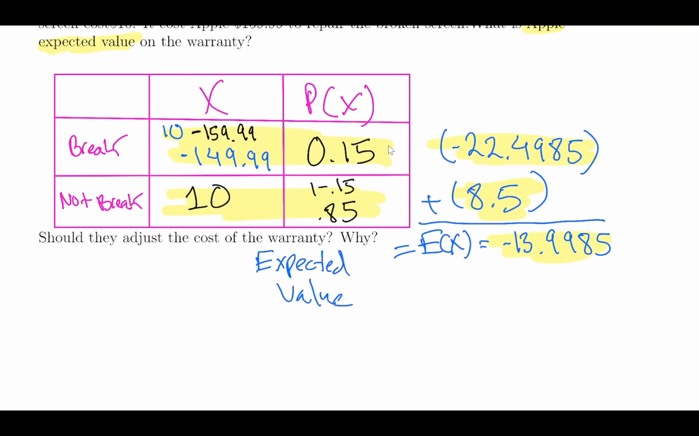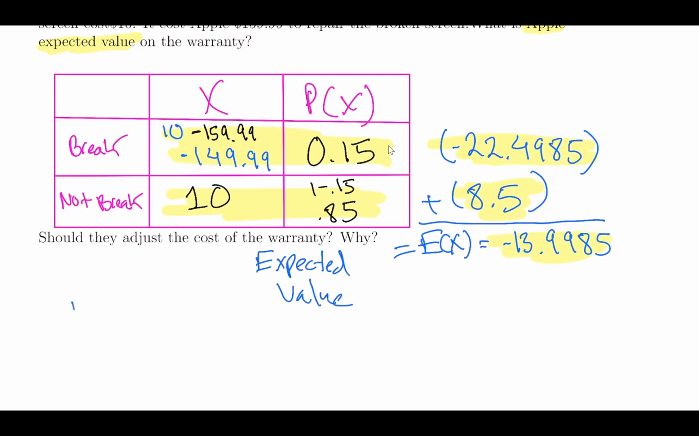Cool. So the expected worth of this insurance policy that Apple is giving is negative 13.9985. Since it's negative, that means every time they sell this warranty, they're losing money. So do you think that this warranty, the way they have it right now, is a good warranty for Apple? For Apple, no. But for the customers, yeah.